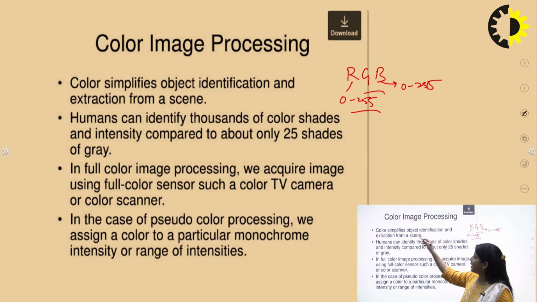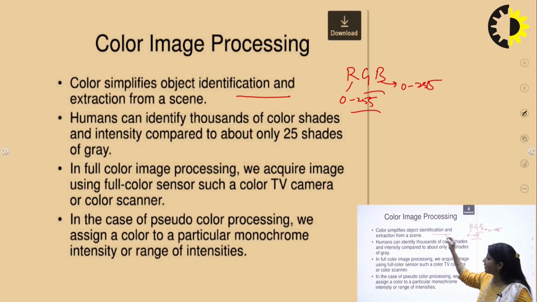Color mainly specifies object identification and extraction from a scene. It means that when we do image acquisition, we capture the image from the camera through a sensor. The image is acquired when a light source emits light onto an object, it reflects, one image is captured, and then we digitize that image.